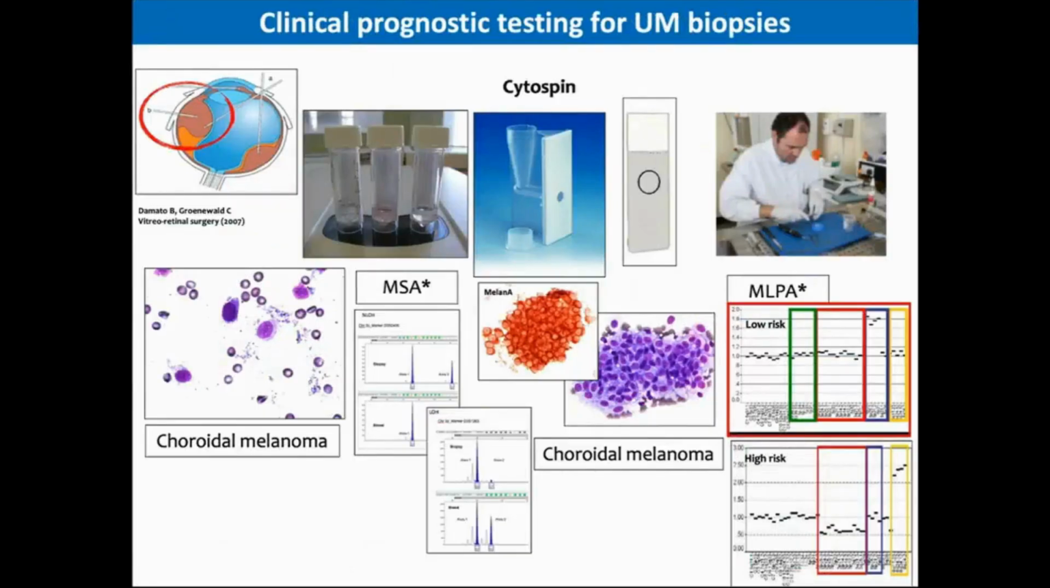So as a result of this, we in Liverpool undertake prognostic testing in patients who would like to know whether they have a good or a bad melanoma. The techniques which we use at present include microsatellite analysis and MLPA, which examines chromosome 3. These are DNA-based technologies and are performed on intraocular biopsies, but also on local resections or enucleations.